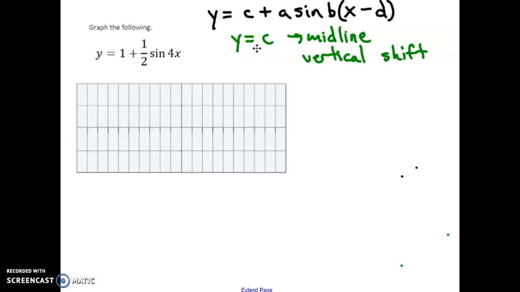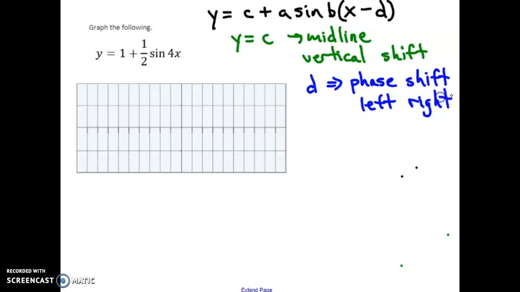And then D is known as a phase shift, and it will move left or right as a horizontal transformation. So we'll just say left or right. And you change the sign.